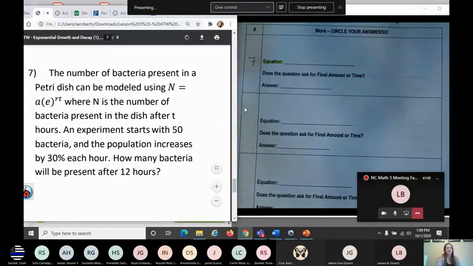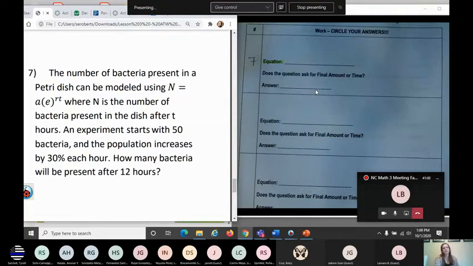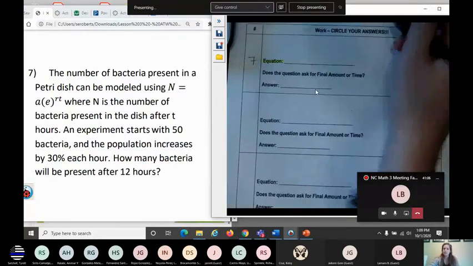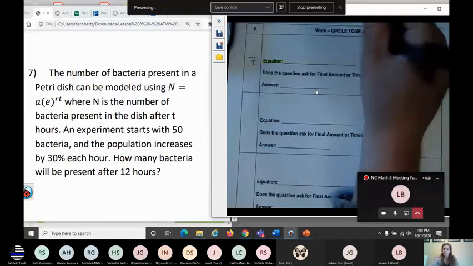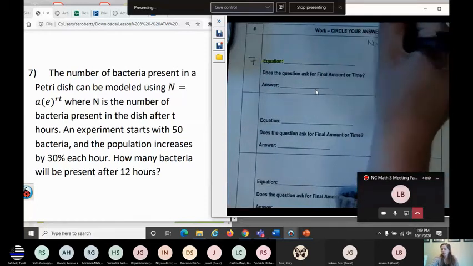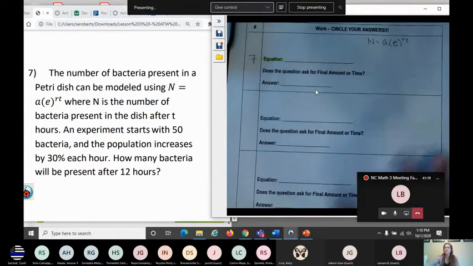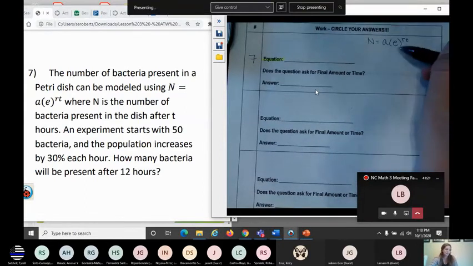Okay. So it says the number of bacteria present in a Petri dish can be modeled using the function, and it gives us a function, N equals A times the base e to the RT. This is different than anything we've done so far, okay, because they give us the base as an e. All right, we talked about this yesterday, e being a natural number. N is going to be the number of bacteria present in the dish after T hours.